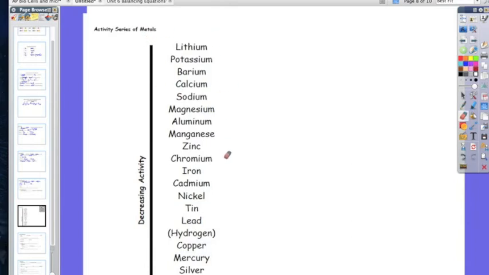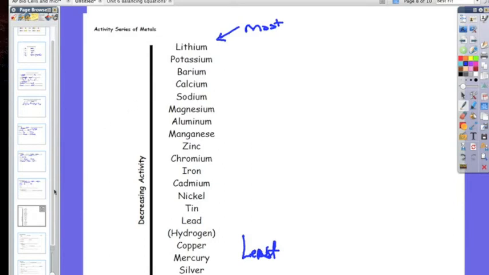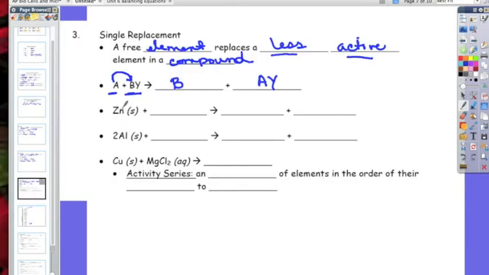If you look at this graphic, it's got the series of activity, and this is the most reactive. This is the least reactive down here. So in order to replace it, it has to be higher on the chart. If you look at this example, zinc is going to react with hydrochloric acid.